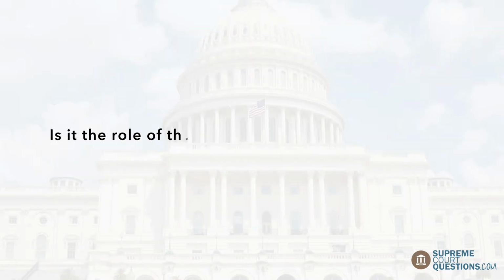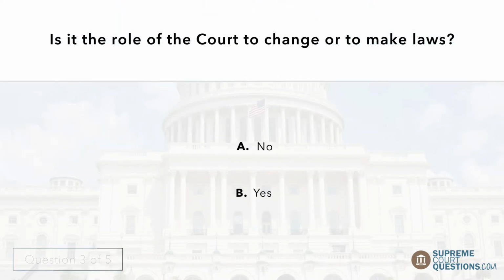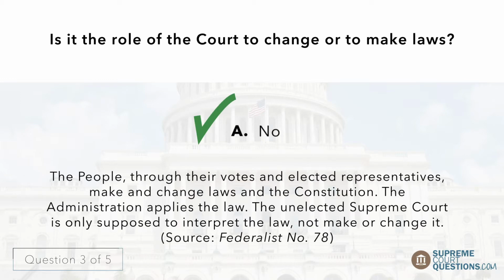Next question. Is it the role of the court to change or make laws? Select an answer. A. No. Or B. Yes. The correct answer is A. The people, through their votes and elected representatives, make and change laws and the Constitution. The administration applies the law. The unelected Supreme Court is only supposed to interpret the law, not make or change it.